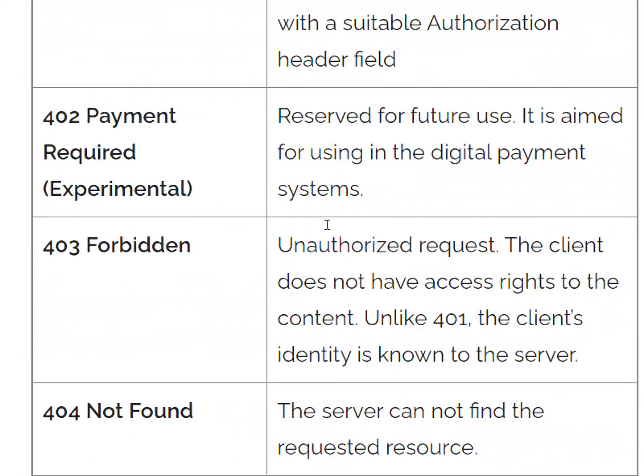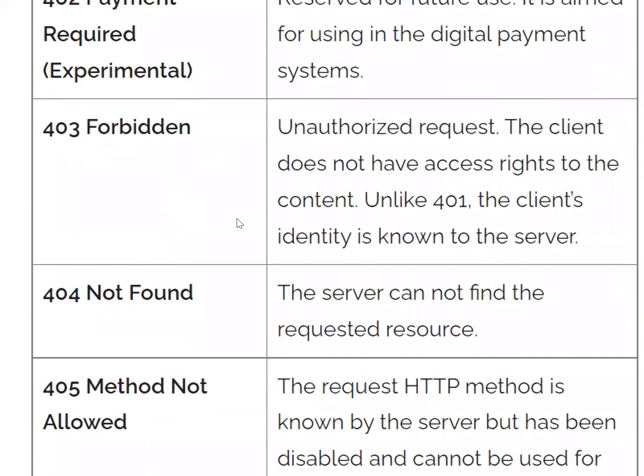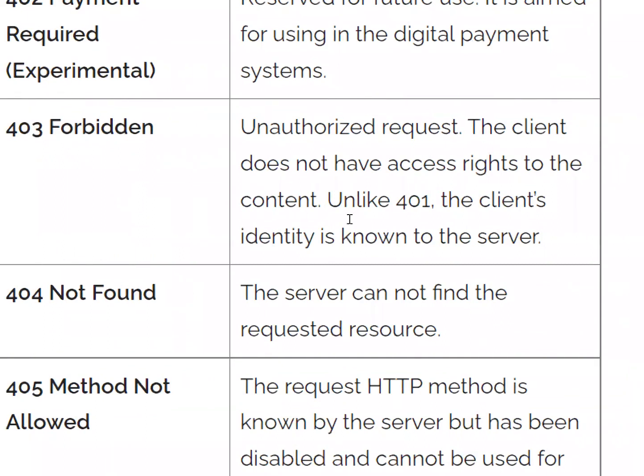Next, payment required. Reserved for future use. It is aimed for use in a digital payment system. This is experimental, right now there is no implementation for this. Forbidden. Unauthorized request. The client does not have access rights to the content. Unlike 401, the client's identity is known to the server.